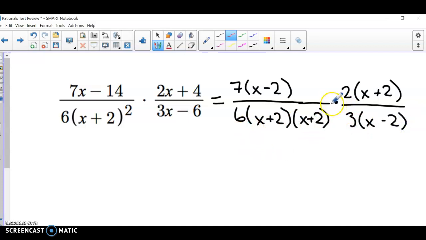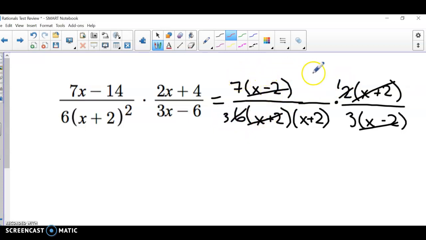Now I'm left with just a regular multiplication problem. Let's look for things I can cancel. I have an x minus 2 and an x minus 2. I have an x plus 2 and an x plus 2. Let's see if we can reduce any of these numbers. Let's see. I've got a 2 and a 6. I can reduce those each by 2. So that's going to become a 1. That's going to become a 3.